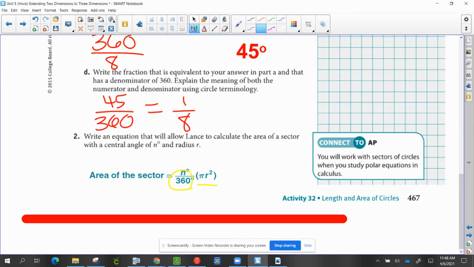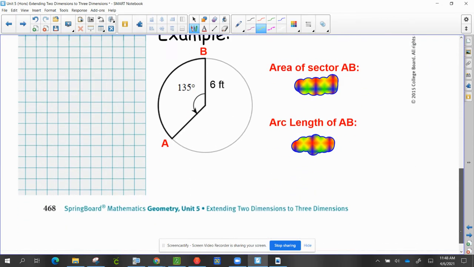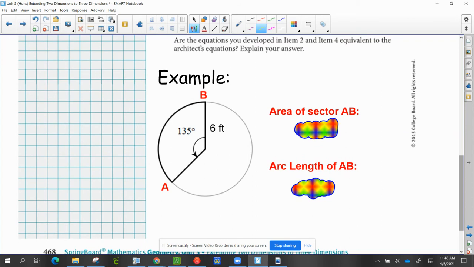Okay. So I'm actually going to jump ahead here. I put in an extra problem at the bottom of this page, so you might need to pause here for a second and copy it in.